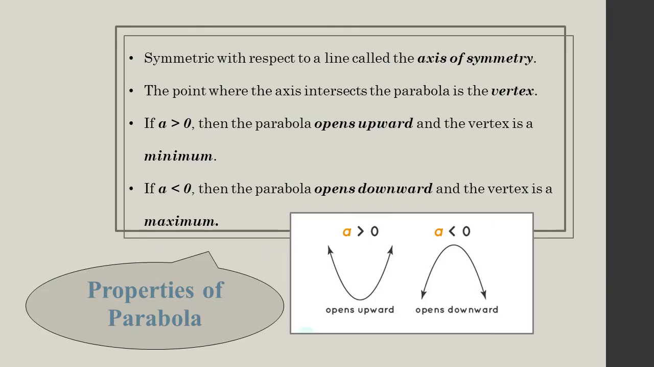Let us know the different properties of a parabola. First, it is symmetric with respect to a line called the axis of symmetry. Second, the point where the axes intersect the parabola is the vertex. Third, if a is greater than 0, then the parabola opens upward and the vertex is a minimum. And if a is lesser than 0, then the parabola opens downward and the vertex is a maximum. So here is an illustration of a parabola opening upward and opening downward.